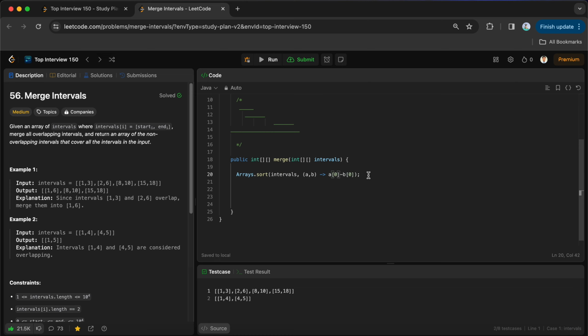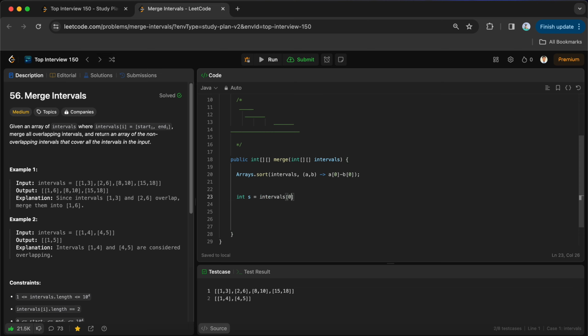So I will sort it on the basis of start point, and this is the arrow function which defines the sorting behavior. Here a and b are arrays, because this is an array of arrays, so it will pass one single array containing the start and end point, and the second array, and will compare both arrays. So this is the sorting. So first I will define my start point.